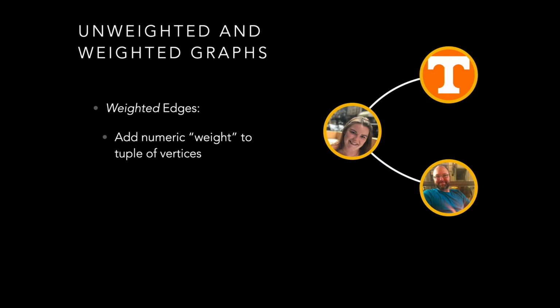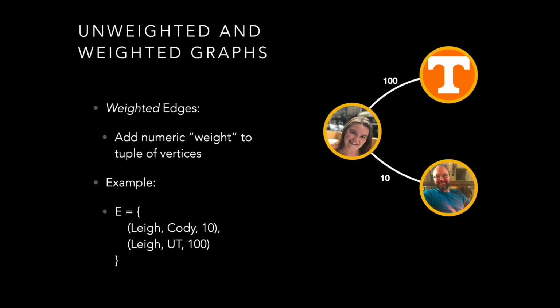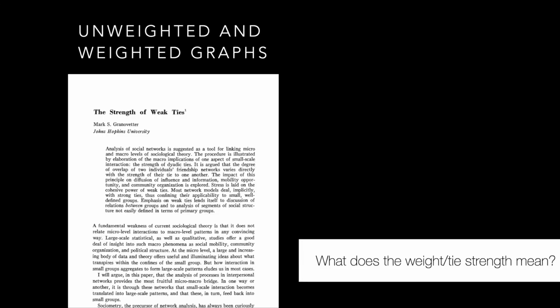We add some numeric weight to these edge links. So for example here, my wife and I may have an edge weight of 10, and my wife and the University of Tennessee, she maybe sometimes likes UT more than she likes me, would have a much higher edge weight. And what these edge weights mean, again, is contextual. In fact, there's a whole area of study about what edge weights mean, and the importance of lowly weighted or small weighted edges, and edges that have high weights.